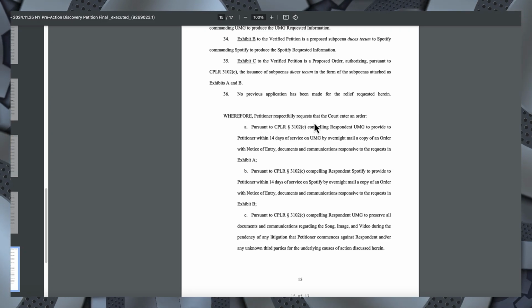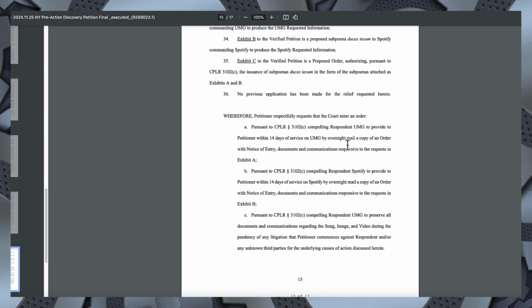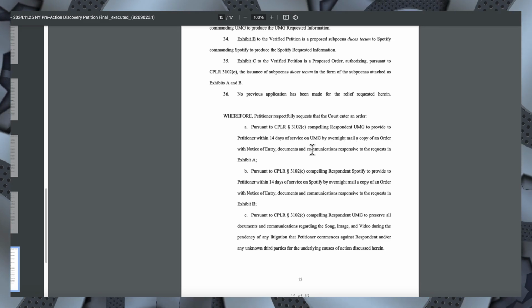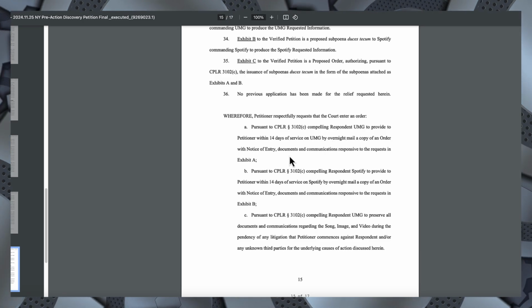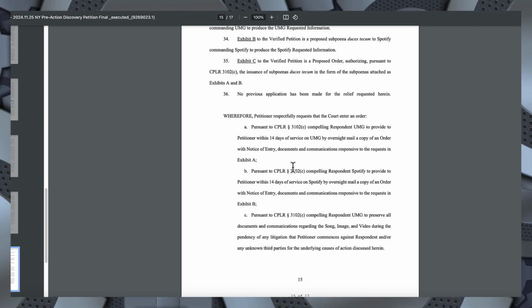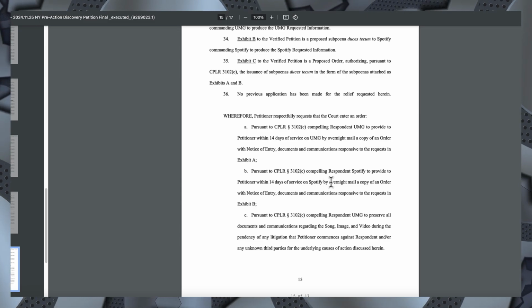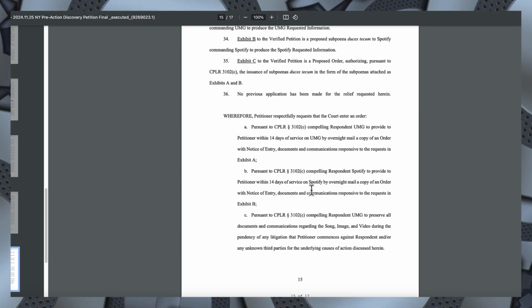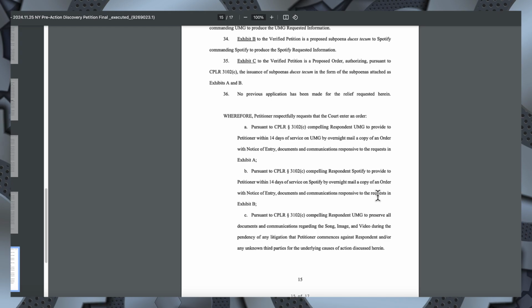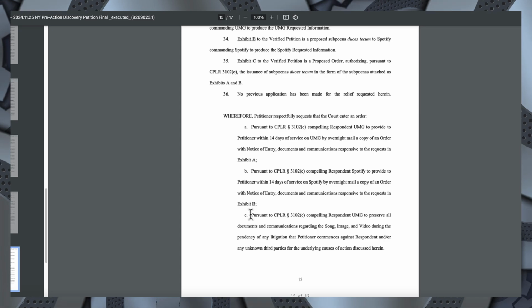Wherefore, petitioner respectfully requests that the court enter an order pursuant to CPLR 3102(c), compelling respondent UMG to provide to petitioner within 14 days of service on UMG by overnight mail a copy of an order with notice of entry, documents, and communications responsive to the request in Exhibit A. Pursuant to CPLR 3102, compelling respondent Spotify to provide to petitioner within 14 days of service on Spotify by overnight mail a copy of an order with notice of entry, documents, and communications responsive to the request in Exhibit B.